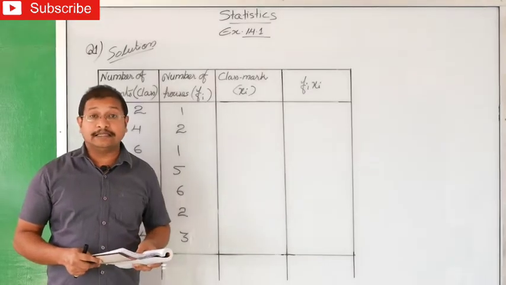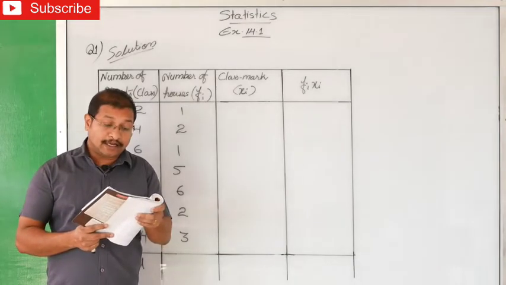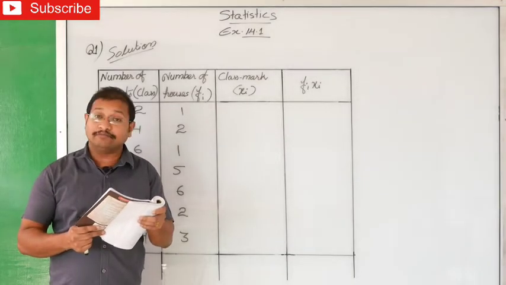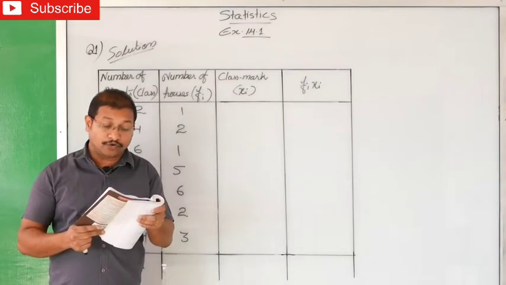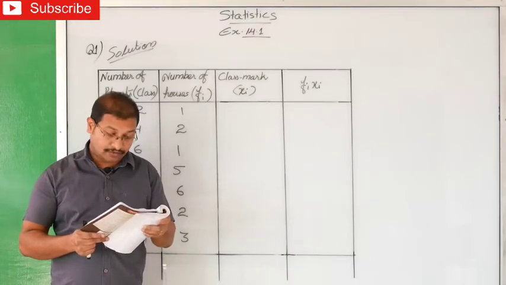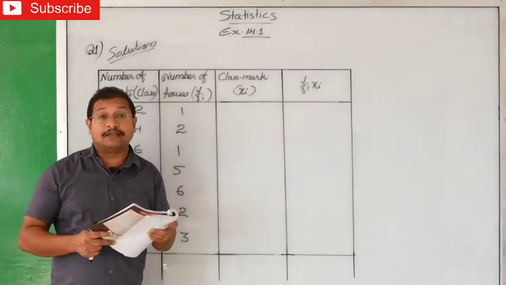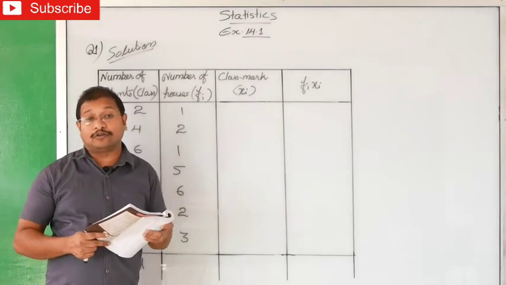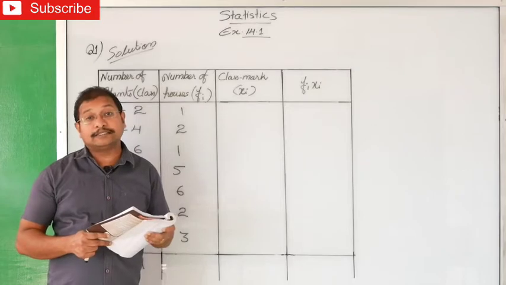Let's see exercise 14.1, question number 1. I'll read the question now. A survey was conducted by a group of students as a part of their environmental awareness program, in which they collected the following data regarding the number of plants in 20 houses in a locality. Find the mean number of plants per house. The table is given: number of plants 0 to 2, 2 to 4, 4 to 6, 6 to 8, 8 to 10, 10 to 12, 12 to 14, and number of houses 1, 2, 1, 5, 6, 2, 3.